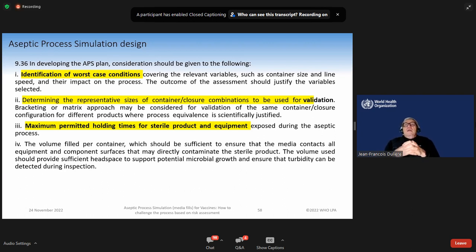So the volume filled per container needs to be sufficient to ensure that the media contacts all the equipment and component surfaces, and maybe you will have to invert the containers so that the product will be in contact with the stopper.